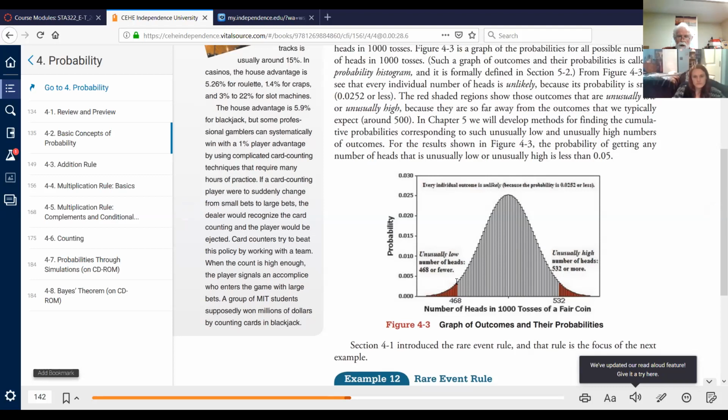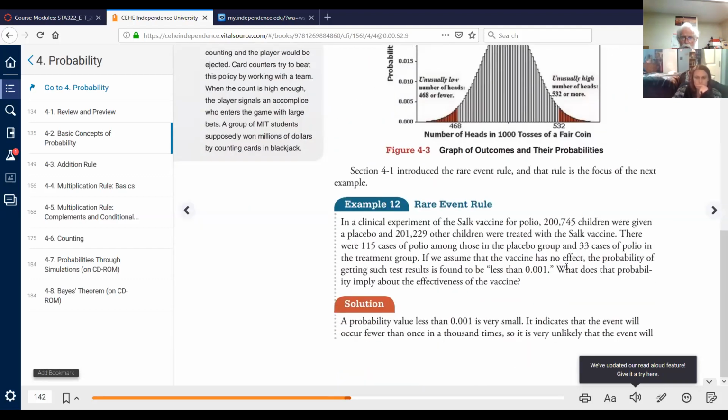So anything 468 or fewer is unusual. Anything 532 or more is also unusual. So we're looking at those. This obviously is where this is 2 standard deviations below and 2 standard deviations above. So it falls into that range. So the z-score can help us.